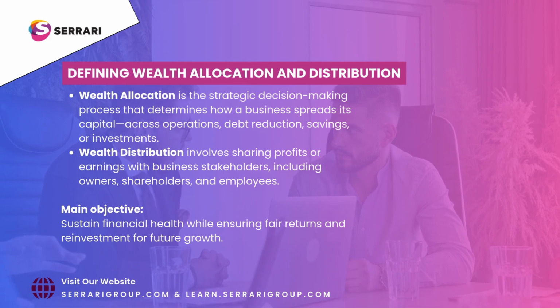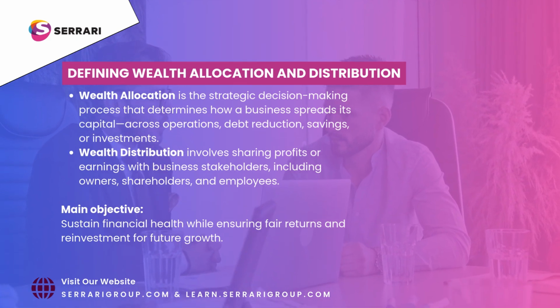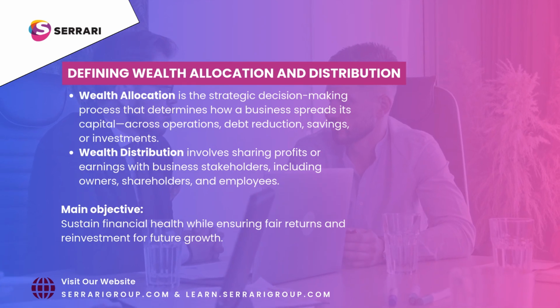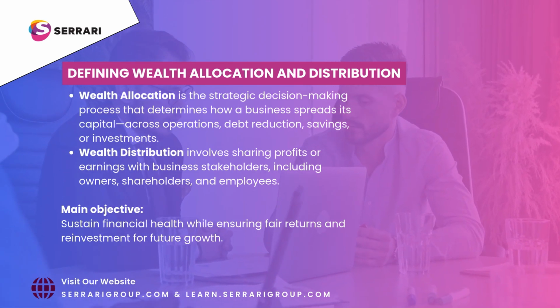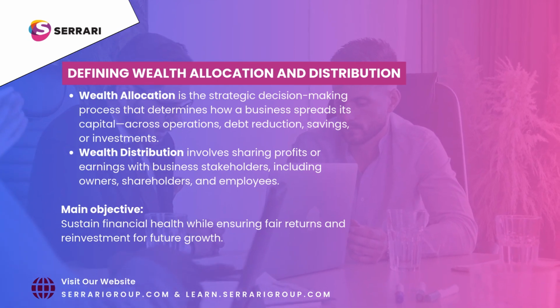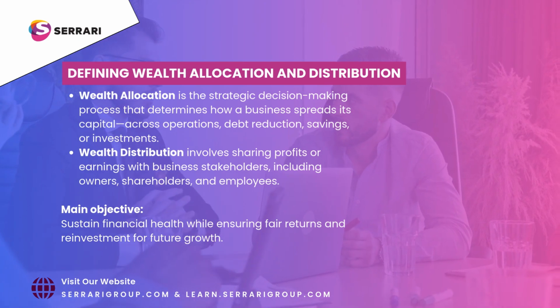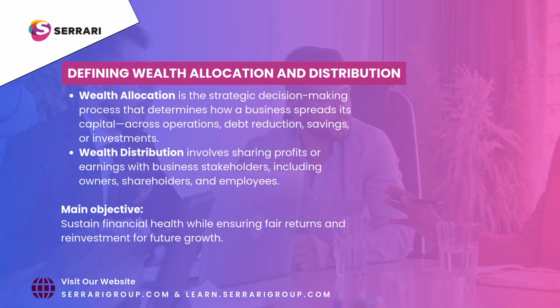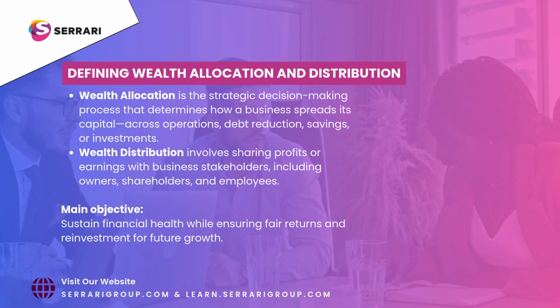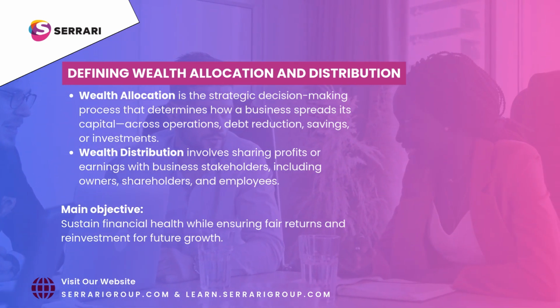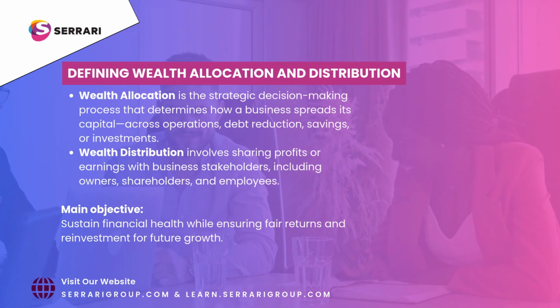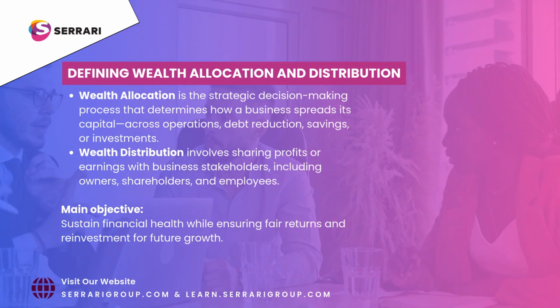Wealth allocation is the strategic decision-making process that determines how a business spreads its capital across operations, debt reduction, savings, or investments. Wealth distribution involves sharing profits or earnings with business stakeholders, including owners, shareholders, and employees. Main objective: sustain financial health while ensuring fair returns and reinvestment for future growth.